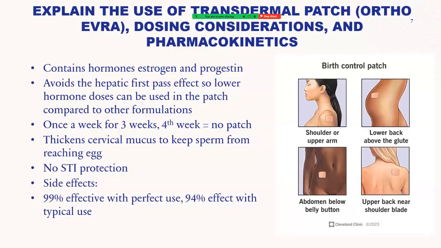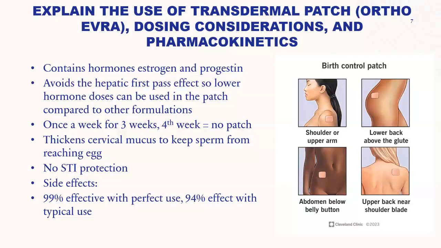All right, so next, one of the learning objectives was to explain the use of the transdermal patch. They mentioned the Ortho Evra. They also mentioned to explain the dosing considerations and pharmacokinetics. The patch contains the hormones estrogen and progestin. Your skin absorbs the hormones into your bloodstream through the patch. These hormones prevent ovulation, which is when your ovary releases the egg. And if you don't ovulate, pregnancy can't occur. There's nothing for the sperm to fertilize.